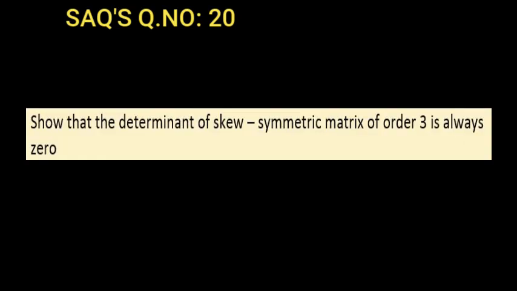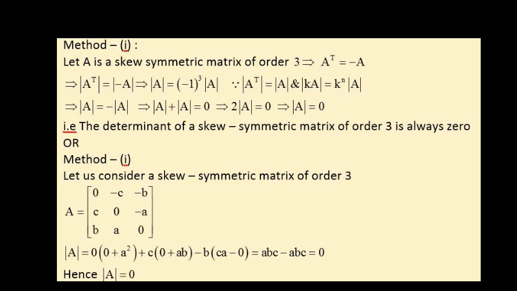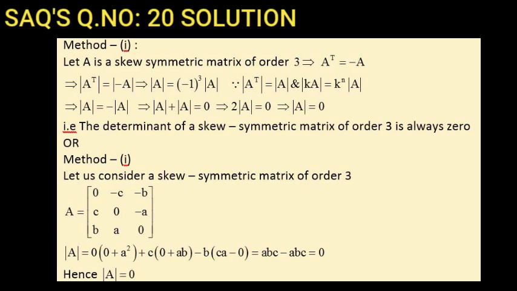Show that the determinant of a skew symmetric matrix of order 3 is always 0. Skew symmetric matrix means A transpose is equal to minus A. Now consider A is a skew symmetric matrix of order 3. Now we consider det of A transpose, that is equal to det of minus A. Since A transpose is equal to minus A, we take det on both sides, which implies det A transpose is equal to det of minus A. Here, det A transpose is equal to det A.